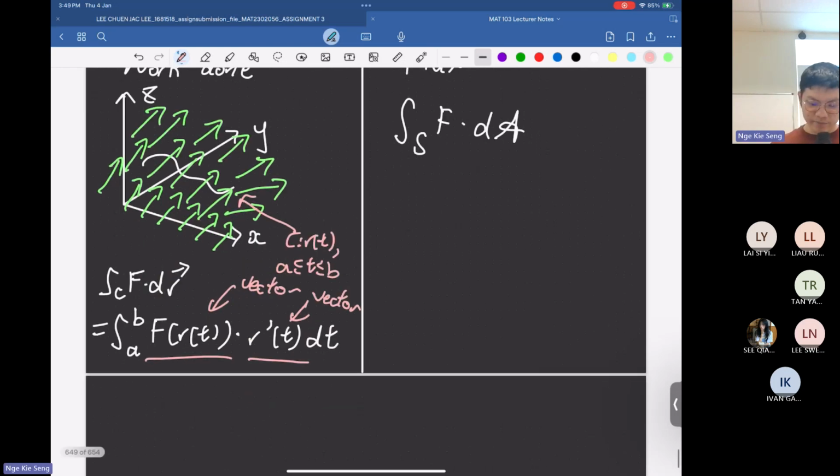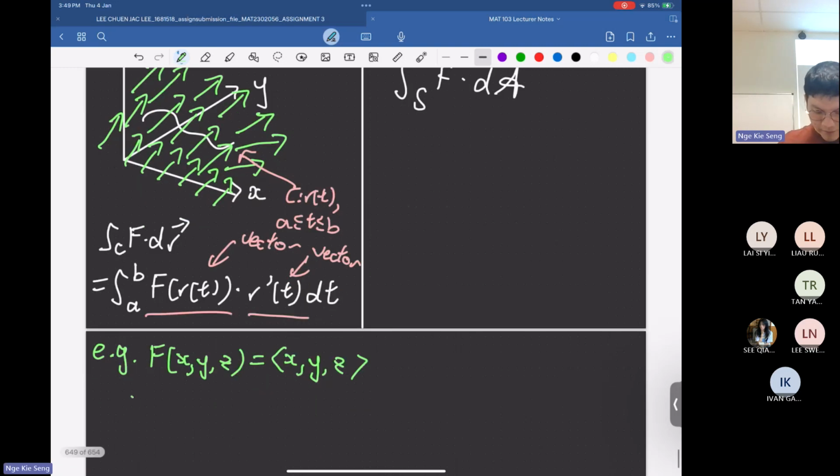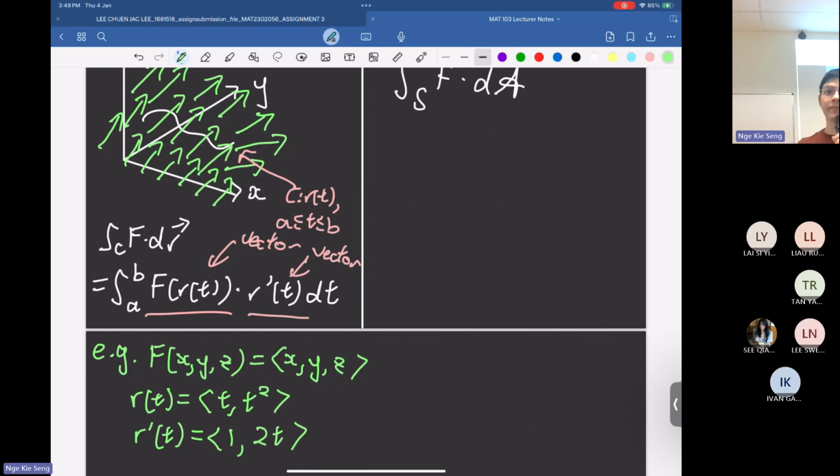Okay, so let's give one example then. F(x, y, z) equals, for example, (x, y, z). What is r(t)? Maybe we'll use the same r(t) just now: t and t squared. So what is r prime t here? It's just 1 and 2t. And we can fix some time. Let's say we fix t from 0 to 1.